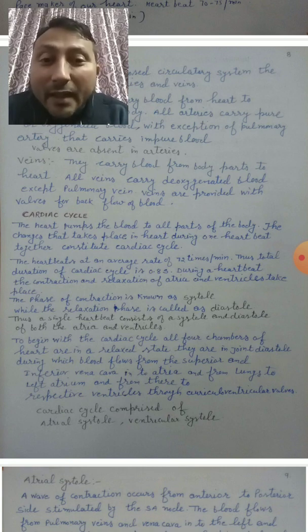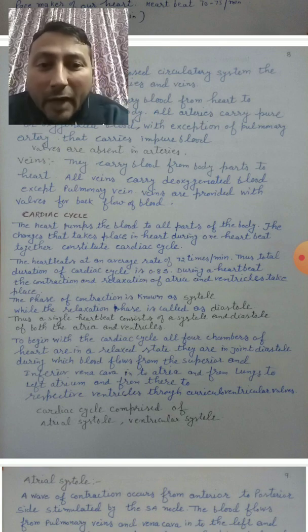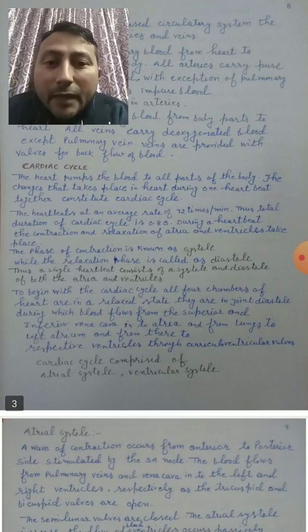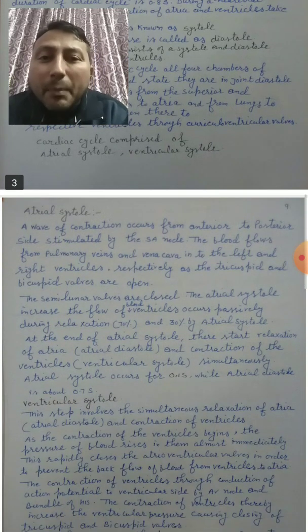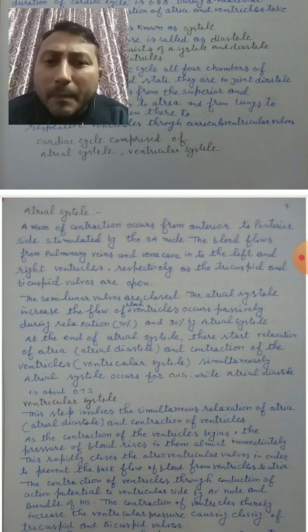During a heartbeat, the contraction and relaxation of the atria and ventricles take place. The phase of contraction is known as systole, and the phase of relaxation is called diastole. Thus a single heartbeat consists of a systole and a diastole of both atria and ventricles. When we talk about the cardiac cycle, we simply say the cardiac cycle comprises atrial systole and ventricular systole. So what will happen when we are talking about atrial systole?